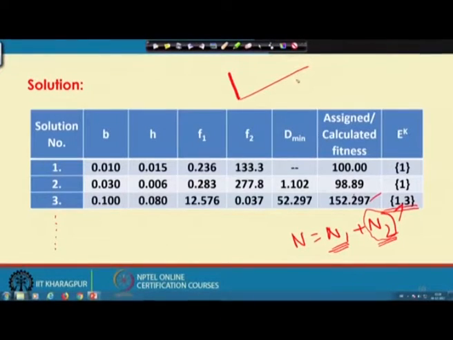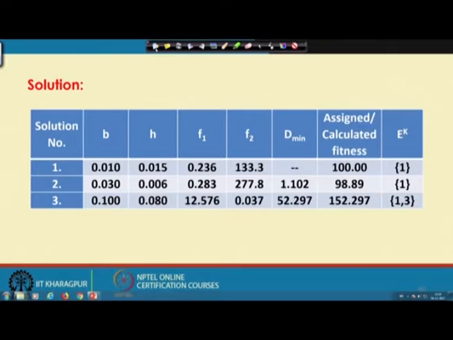If I plot f 1 versus f 2, so this is f 1, this is f 2, and our aim is to minimize both f 1 and f 2. If I concentrate on this non-dominated front solution and plot it, there is a possibility that I will get this type of Pareto optimal front of solution. So, this possibility is there, and using this DPGA, I can find out this Pareto optimal front of solution for the single point cutting tool.